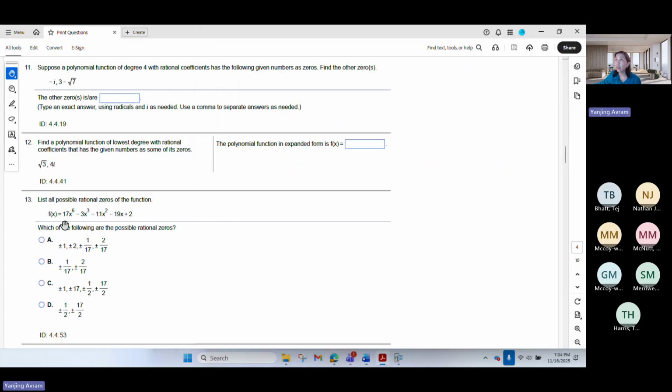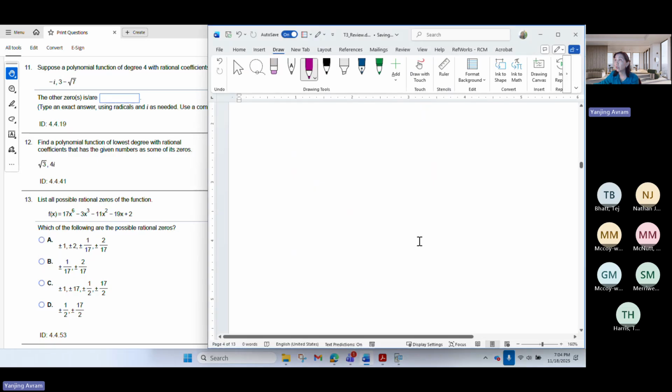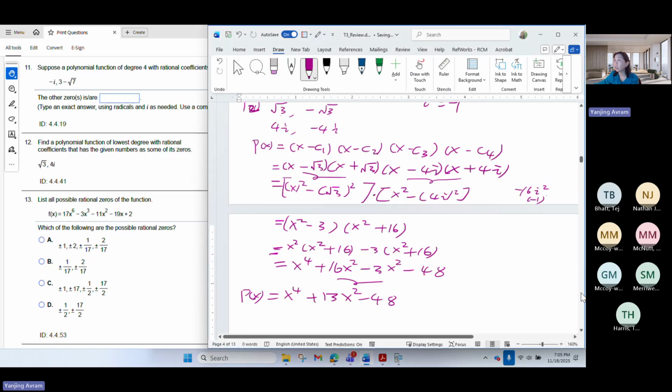Okay, let's look at this number. You have to expand the polynomial function, right? The polynomial function in the expanded form. So that's why you will need to multiply this whole thing and then simplify. So that's the final answer in here.